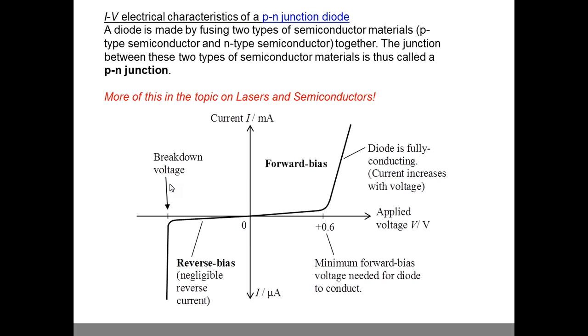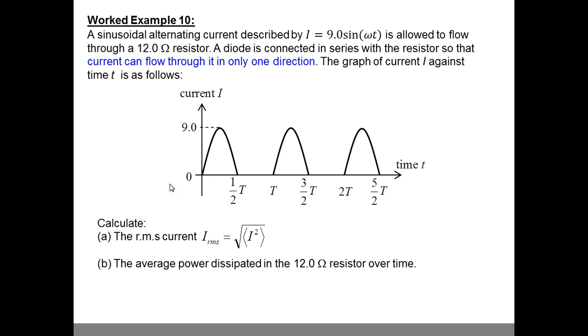So let us go back to half-wave rectification with a diode. Here we have an example. We have a current described by this equation. It's allowed to flow through a 12 ohm resistor. A diode is connected in series, such that what you end up with is this. If the diode was not included, you would get a full sine wave of maximum value 9. We are asked to find the root mean square current of the rectified circuit and the average power in the 12 ohm resistor over time.